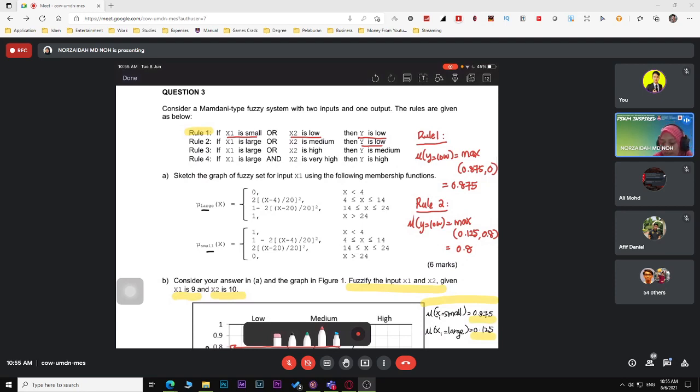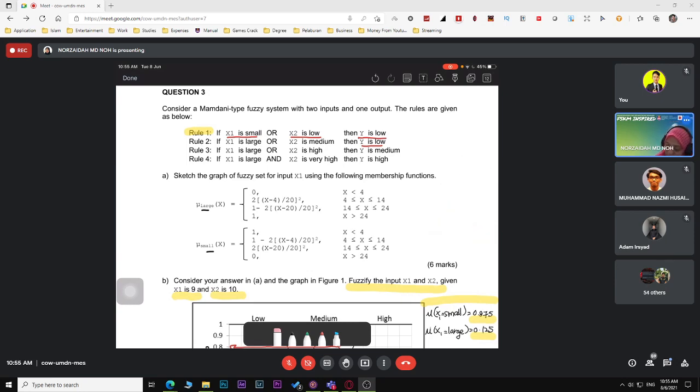Can I erase inference yang saya buat untuk rule 1 and rule 2 ni? Sebab saya perlukan ruang. Boleh, madam, boleh. You can always refer back to the video nanti kalau you nak tengok. Letih nak pindah-pindah ke OneNote tadi, sebab tadi saya capture gambar je.